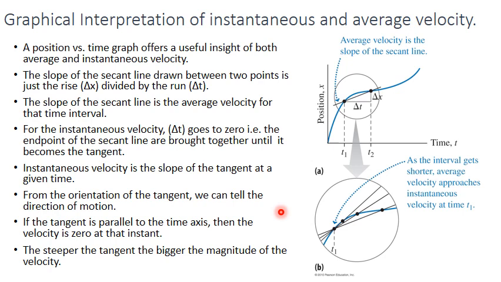If it's steep in the upward direction, it would be positive velocity. So the object is moving in the positive direction at that moment. Now, I'm defining it at one moment. If it was steep in the negative direction and downward like this, it means that the object is moving backward and the velocity is negative.